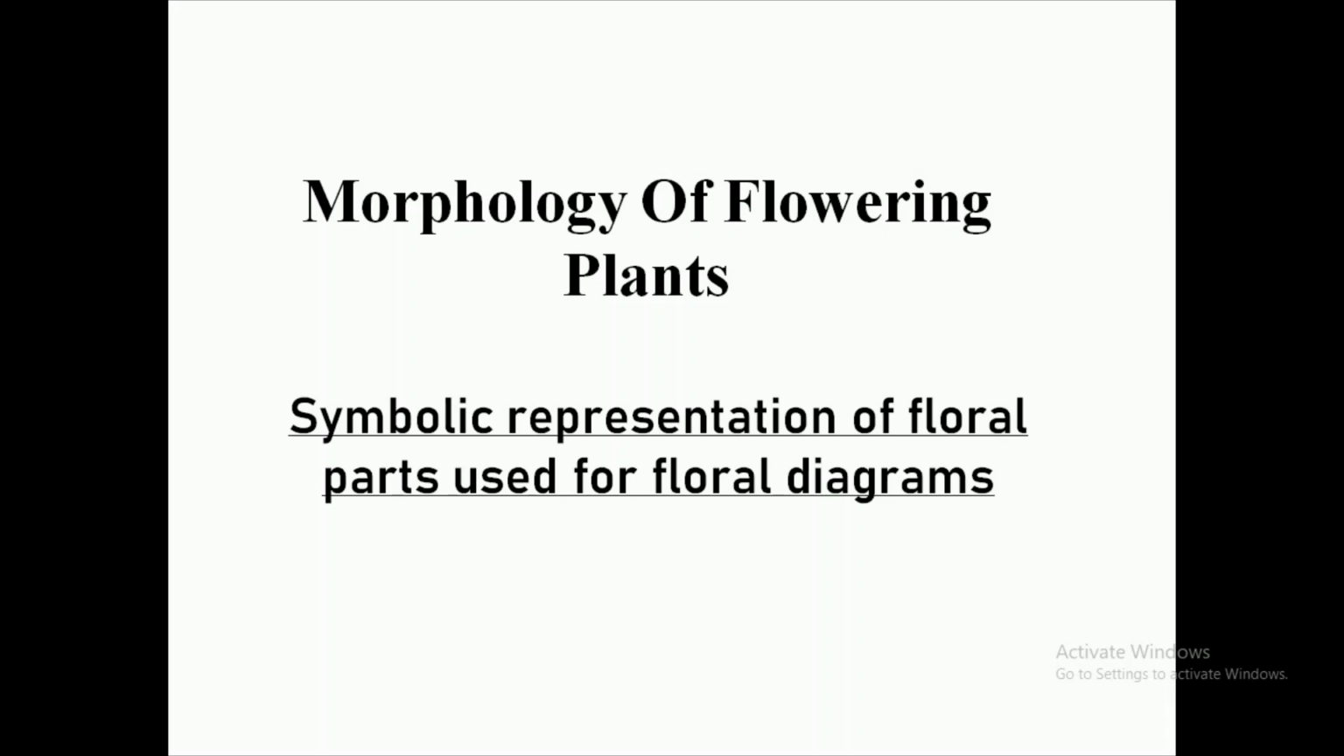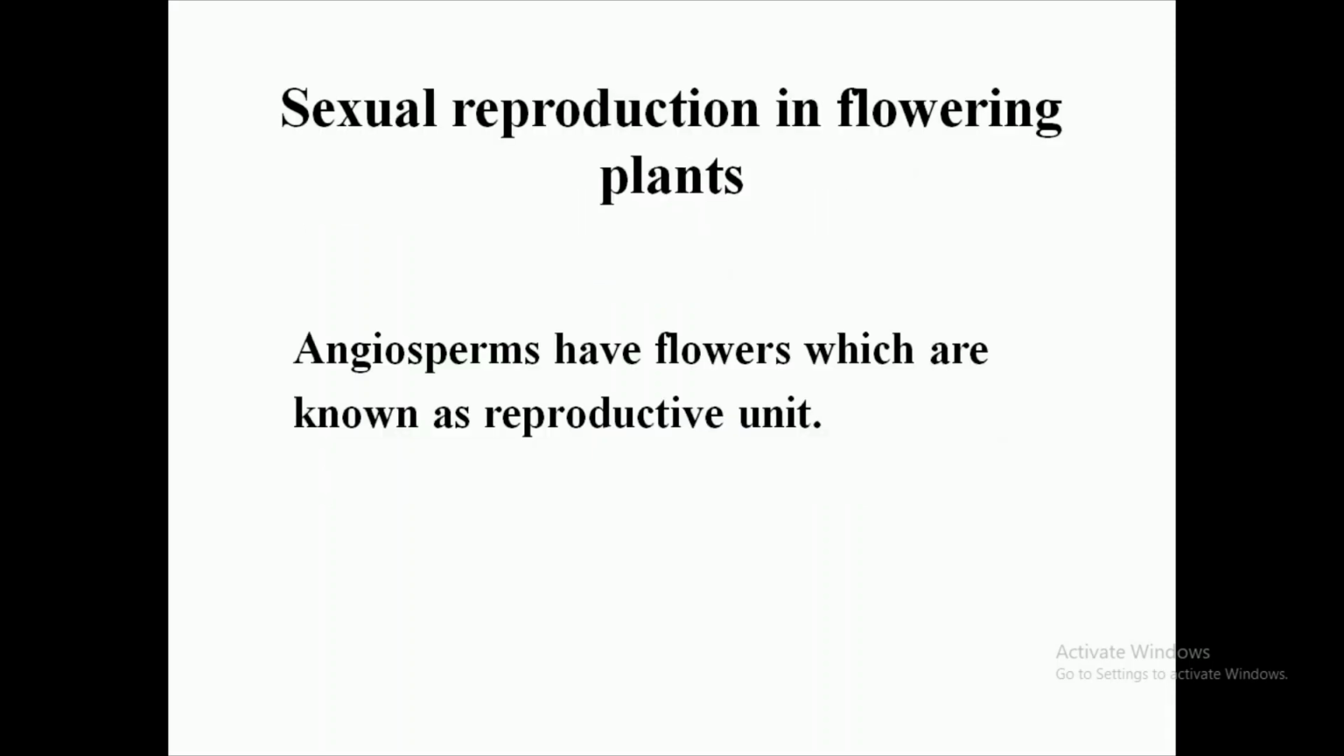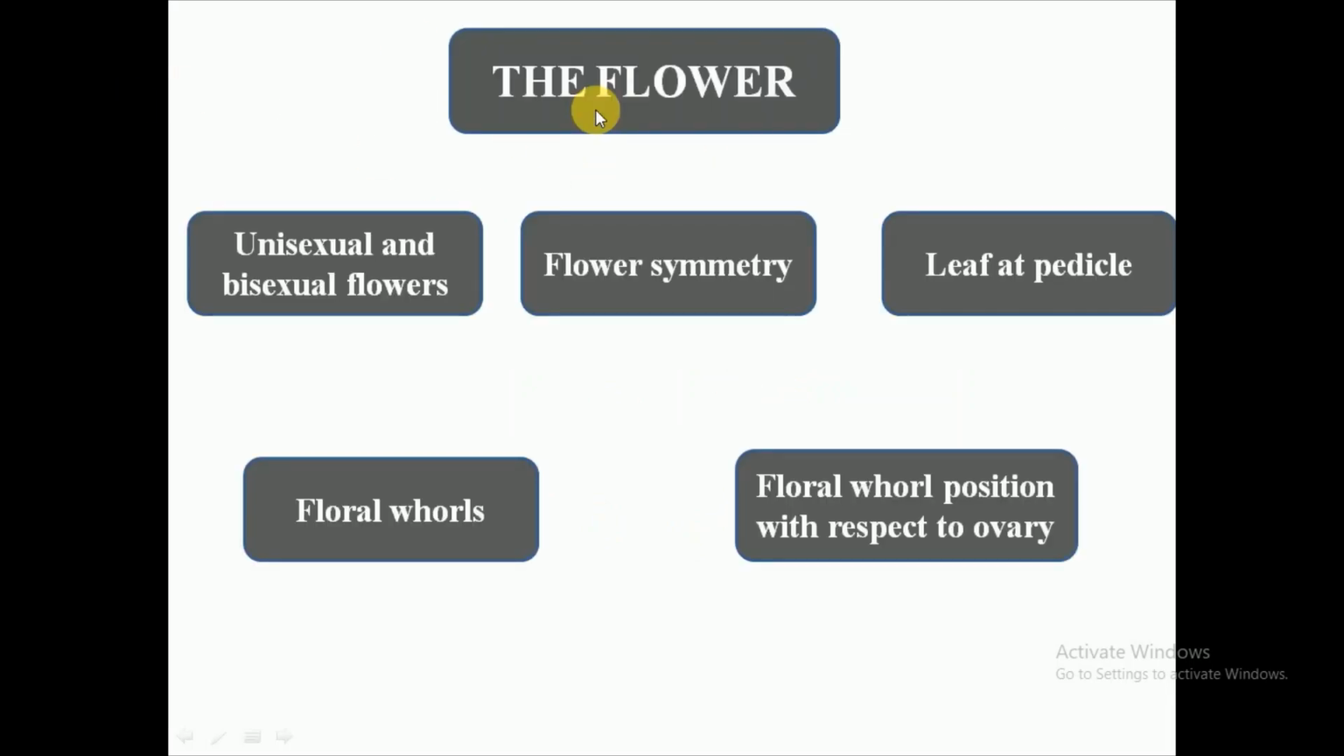So let's proceed. In this video we are going to discuss flowering plants, which are known as angiosperms, and flowers are known as the reproductive unit for the sexual reproduction method. Here we are going to see some of the features involved in flowers: a flower can be unisexual or bisexual. It can have symmetry, it may or may not have a leaf present at its pedicel. It has floral whorls, which are also known as parts of flowers, and we will also see the floral whorls' position with respect to the ovary.